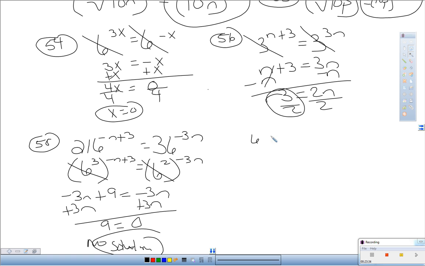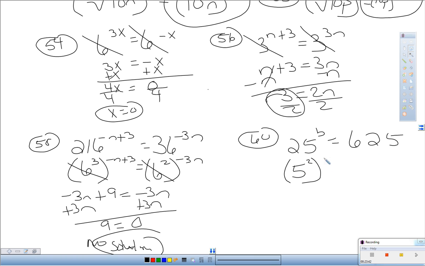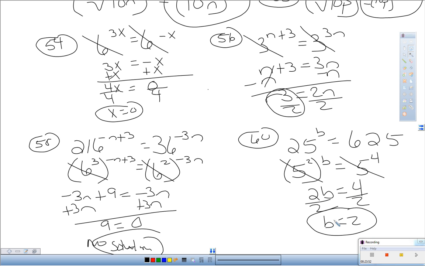All right, now, for number 60, you've got 25 to the b equals 625. Remember, 25 is 5 squared. And then 625 is 5 to the 4th. Well, the 5's are crossed out now, so you get 2b is equal to 4. Divide by 2, you get b is equal to 2. And so that's number 60.